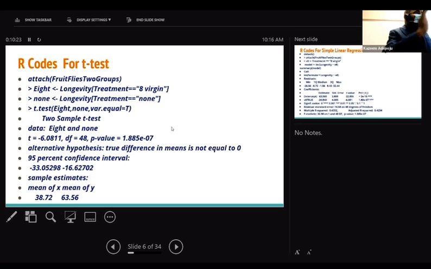Out of the 5 groups, some are virgins, some are pregnant, and some are none. We are talking about fruit flies, and we basically want to compare longevity in 5 groups of fruit flies. But let me tell you this, we only want to compare 2 at a time. Like, I want to look at V8, okay, virgin with none.